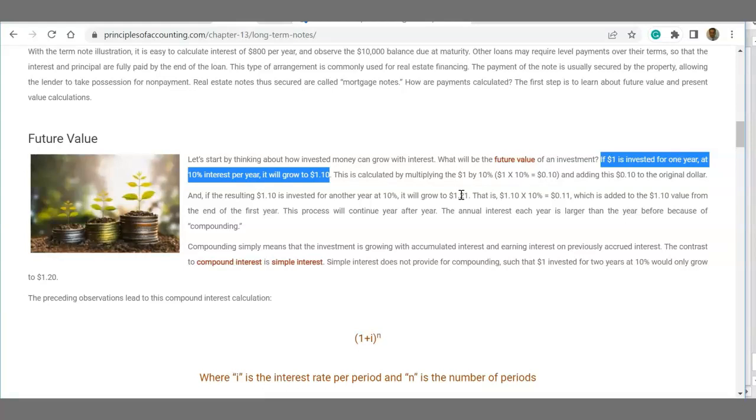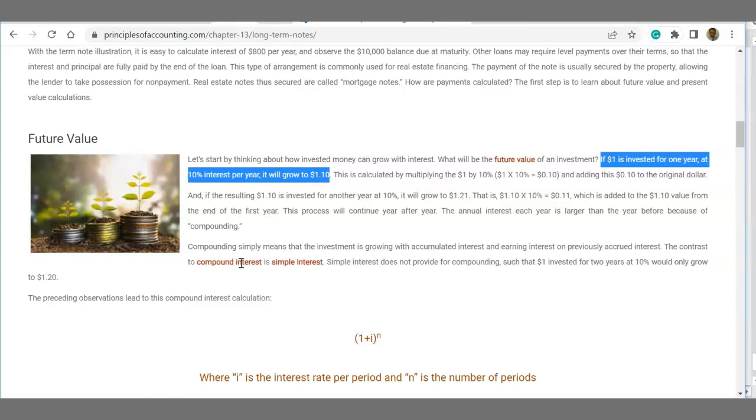So this is annual compounding, and you not only earn interest on your original $1, but you also earn interest on your interest that you already earned. So compounding simply means that the investment is growing with accumulated interest and earning interest on previously accrued interest.